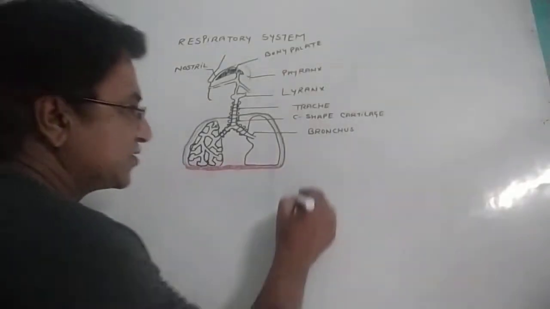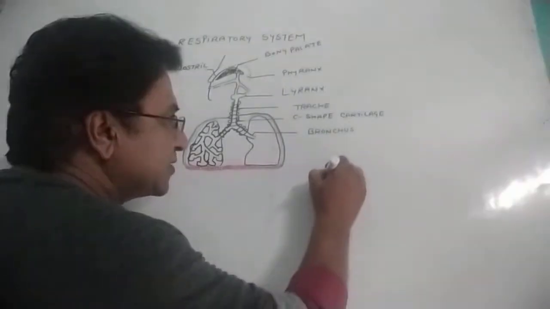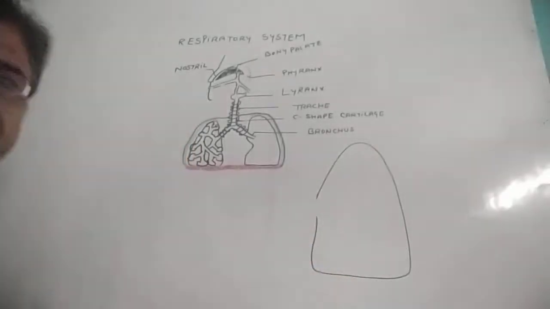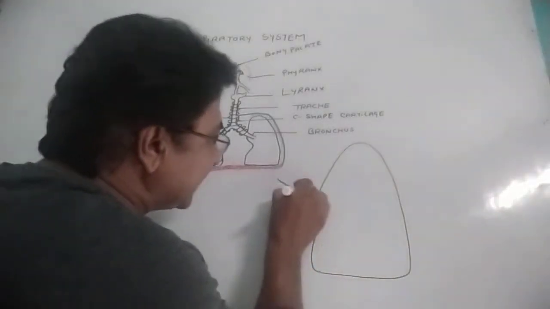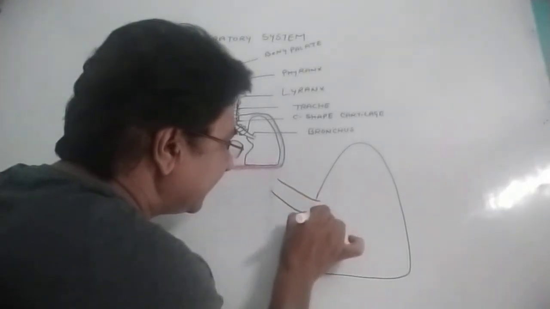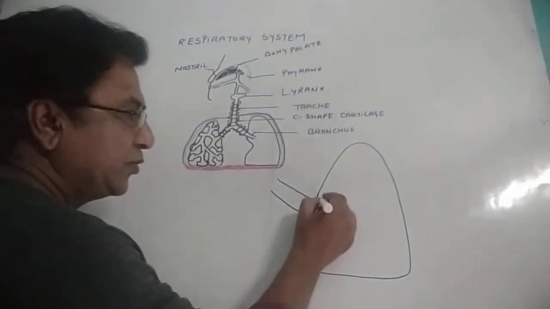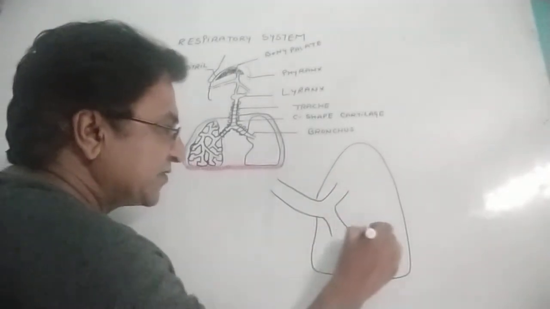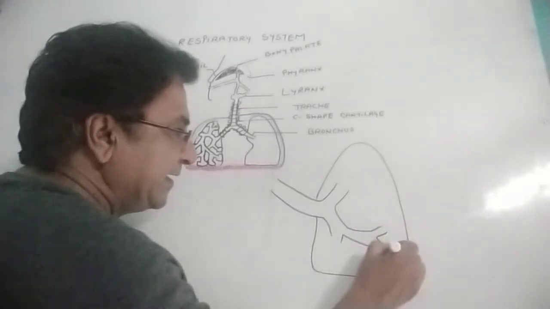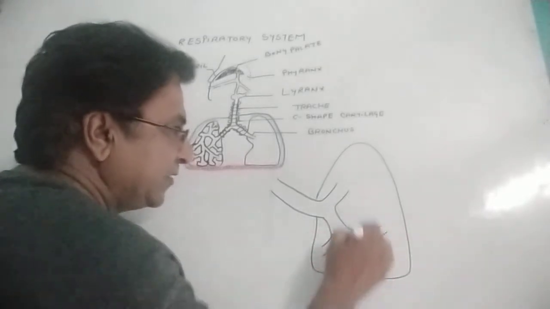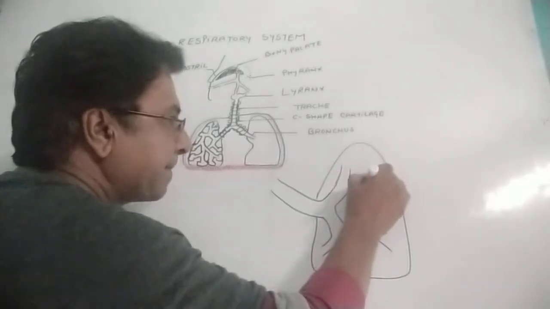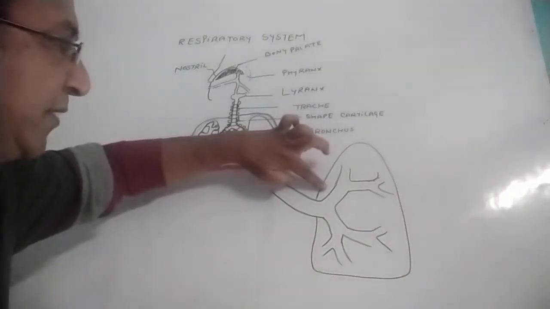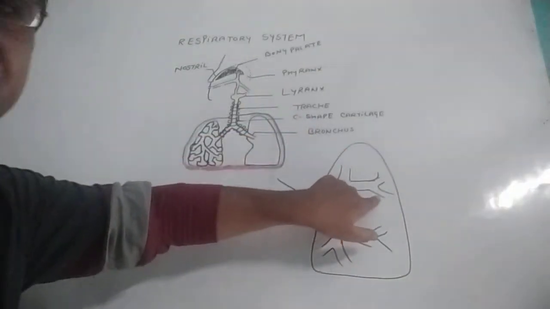Let us understand them also by making another diagram. Suppose this is the diagram of the lung and the bronchus is entering into it. It divides. Right? It further divides, and again divides, to produce this primary bronchiole, this secondary and this tertiary bronchiole.